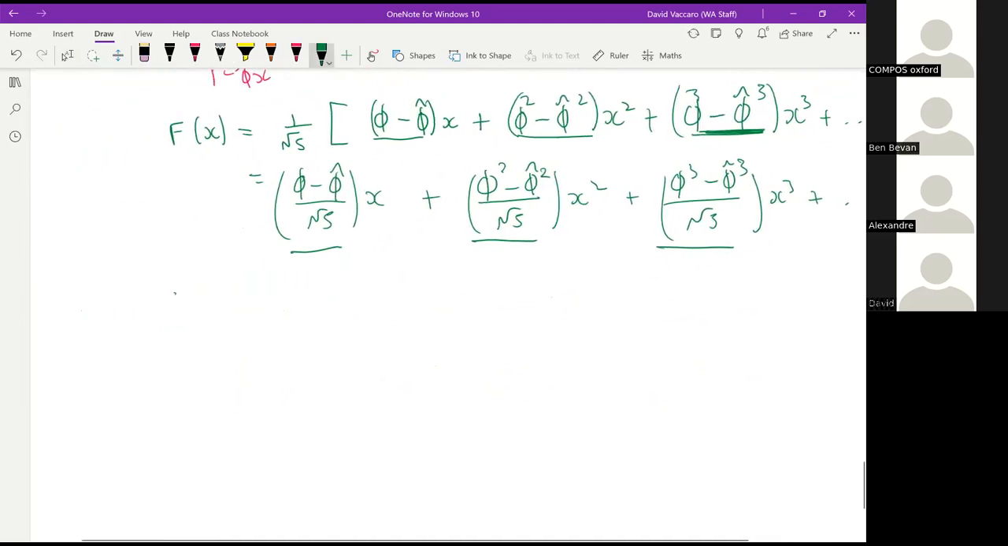Okay, so the value of phi is roughly 1.618, phi hat is negative 0.618. So for large n, the phi hat term goes away. So what we get for large n, the nth Fibonacci number is something like phi to the power n over root 5.